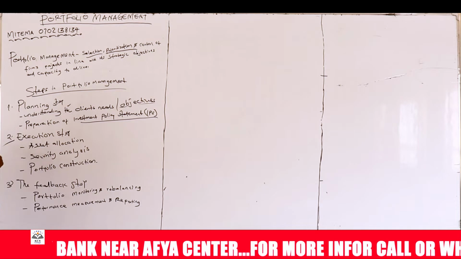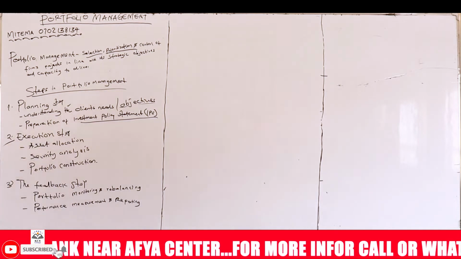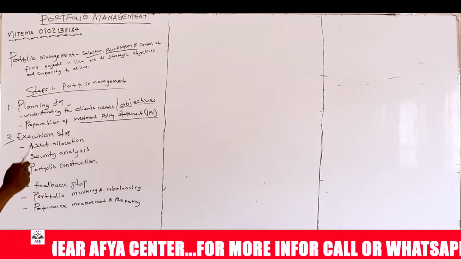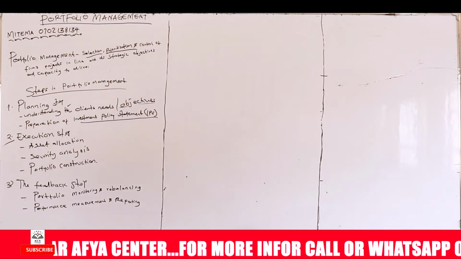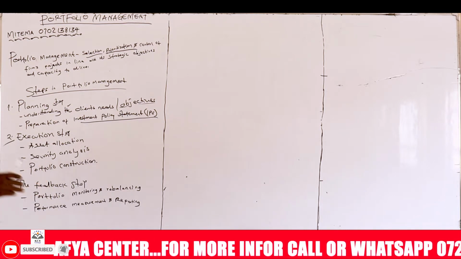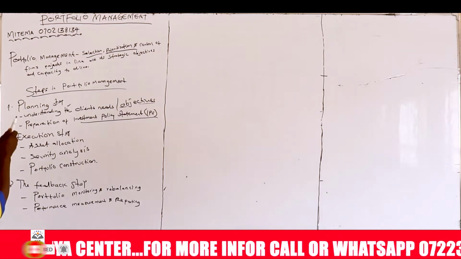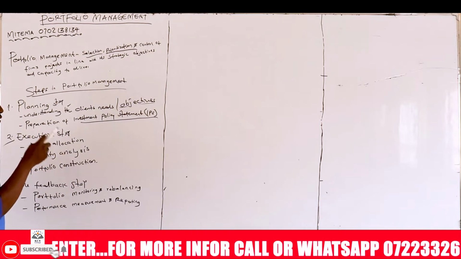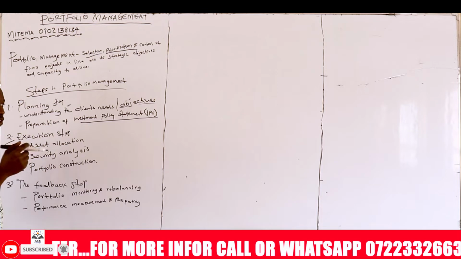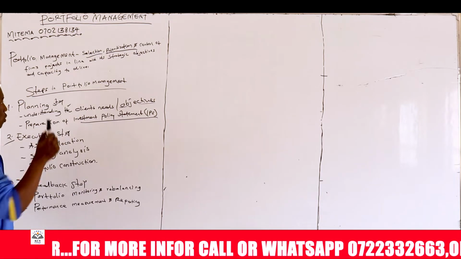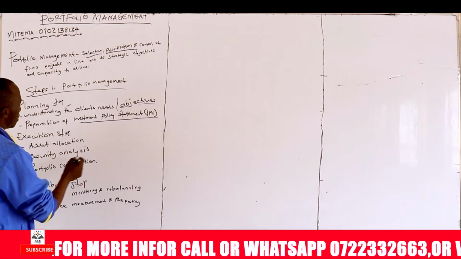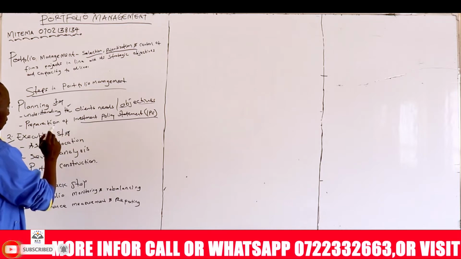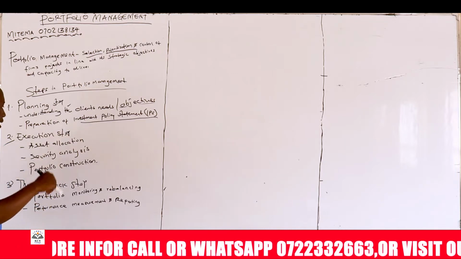And then, number two, in portfolio management, we have what we call the execution step. After you have understood the client's needs and objectives, be it a short-term or a long-term investment, and you have prepared the investment policy statement, this is the document that is going to guide you on the execution of your client's needs. Then you need to execute the objectives.